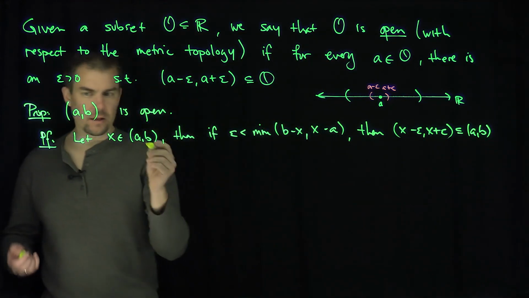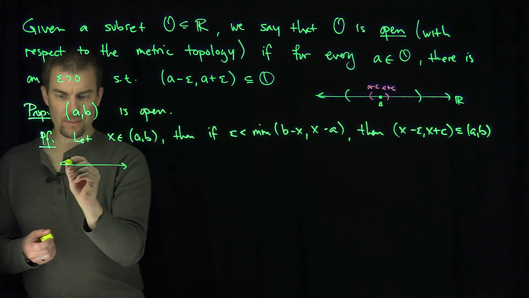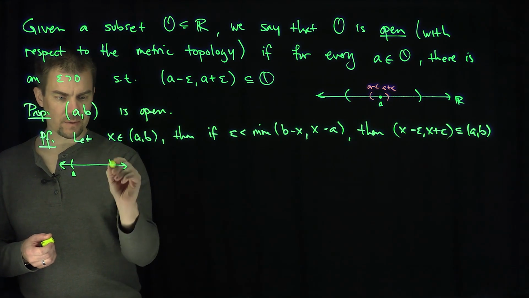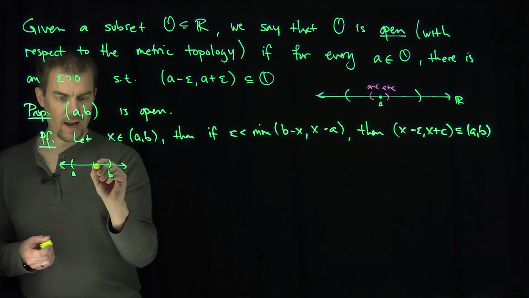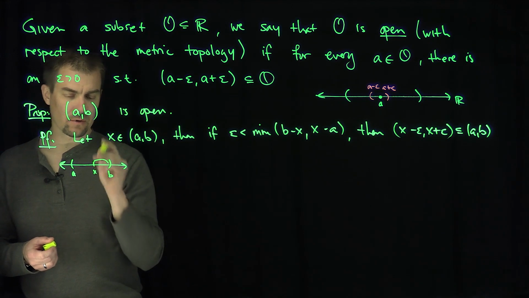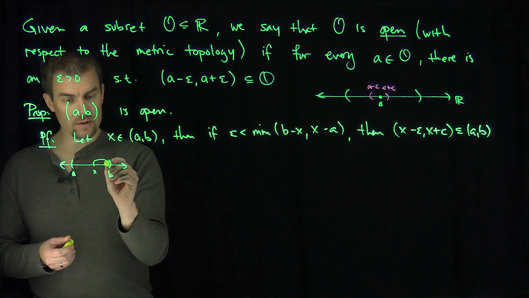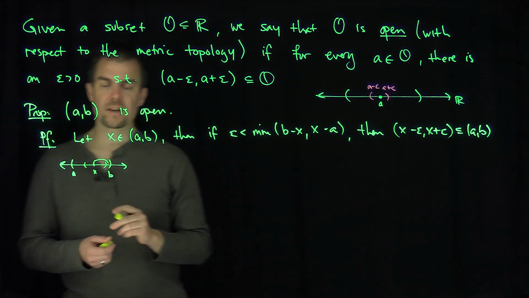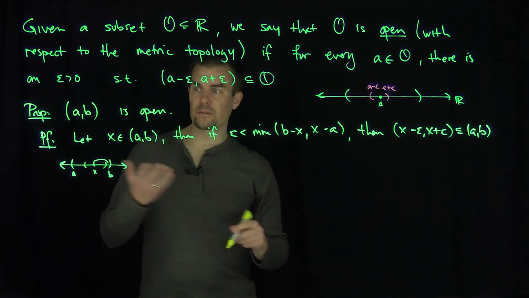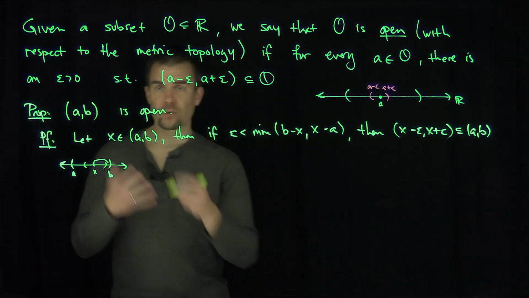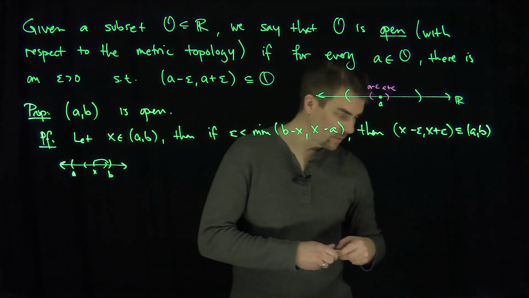That's easy to see analytically, but it's also easier to see geometrically. Namely, if I just pick here's A and then here's B, and then here's a point X, well, clearly this distance over here is going to be the smaller distance over here. So if I pick an epsilon that's smaller than that distance, that interval will be stuck inside the interval AB, and that proves that the open interval AB is an open set. In fact, this is a prototypical example of an open set.